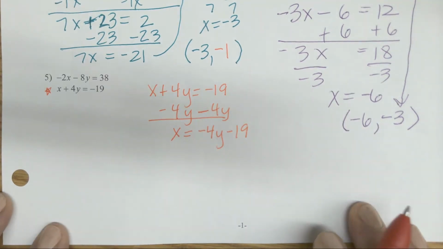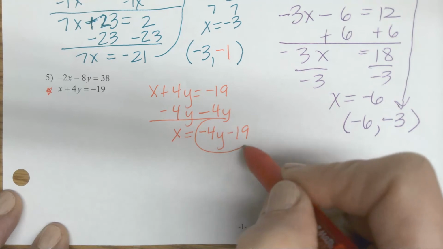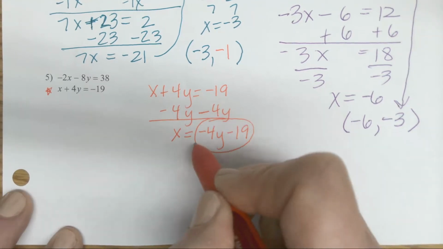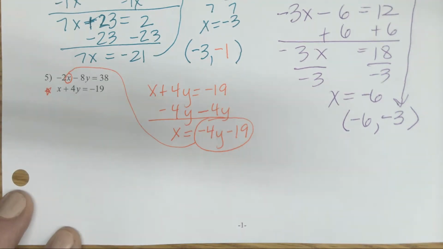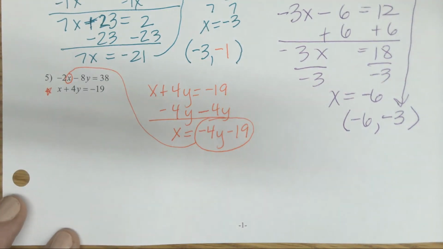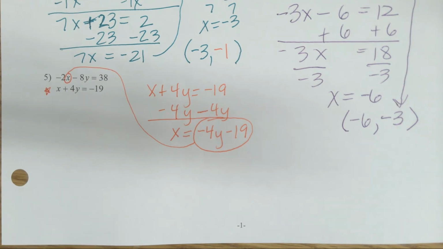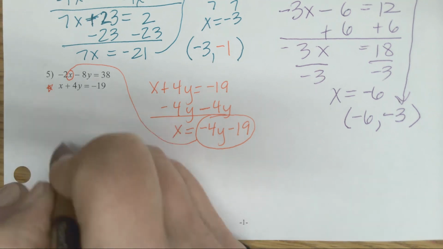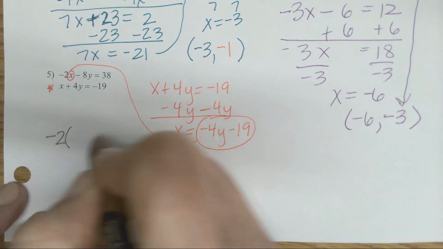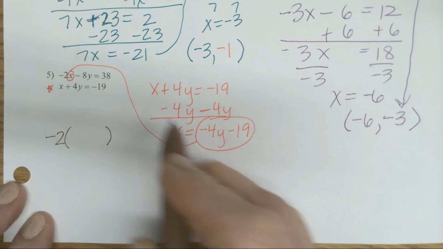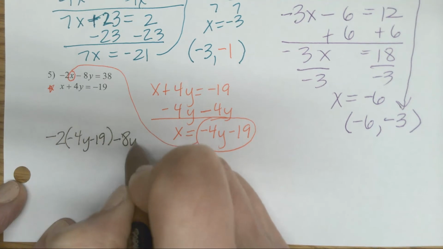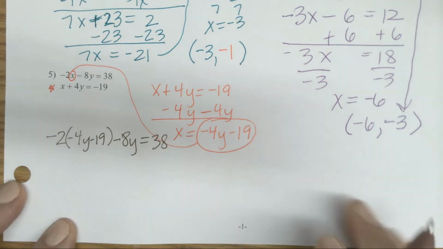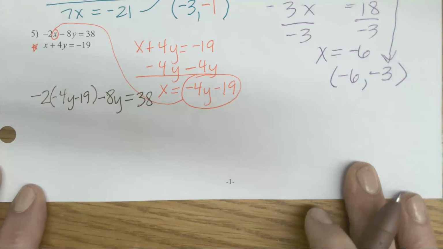And then I can substitute the x in. So the x has to go into the x for the other equation. You don't always have to substitute in y. You can substitute in x as well. So the x goes in for x in the other equation. So this is negative 2 times, not x, but negative 4y minus 19, minus 8y equals 38. And now I can solve that equation.